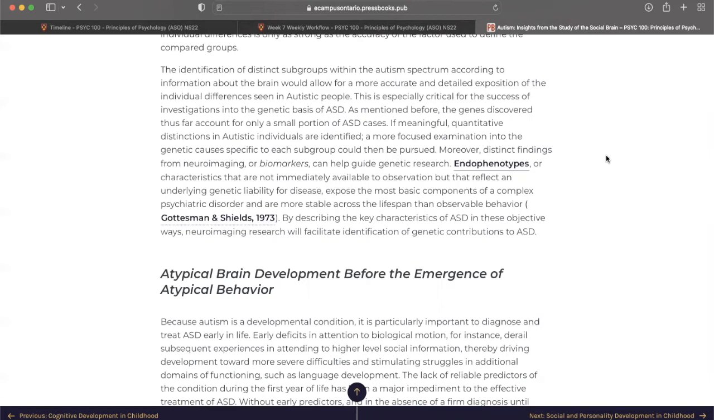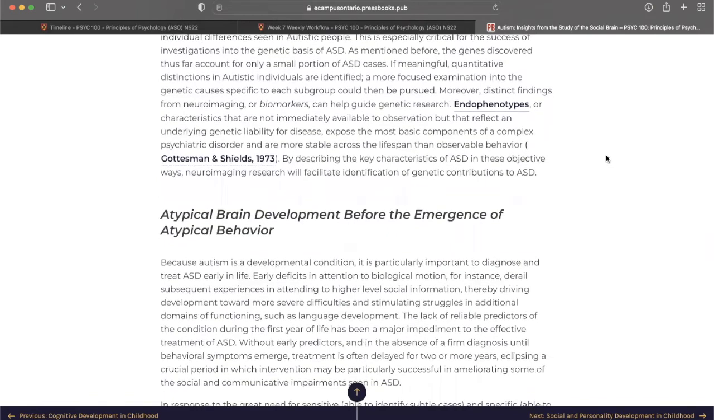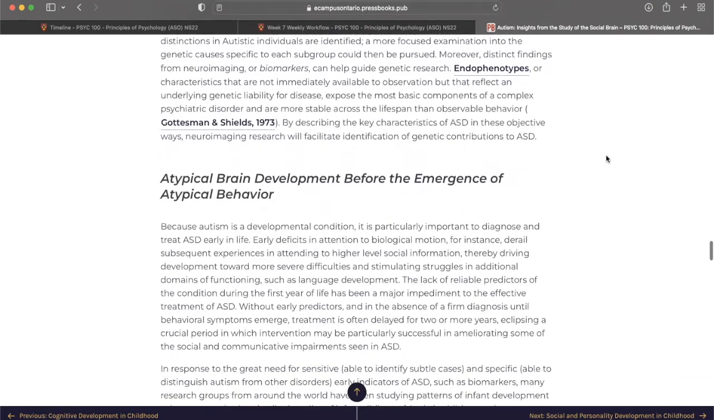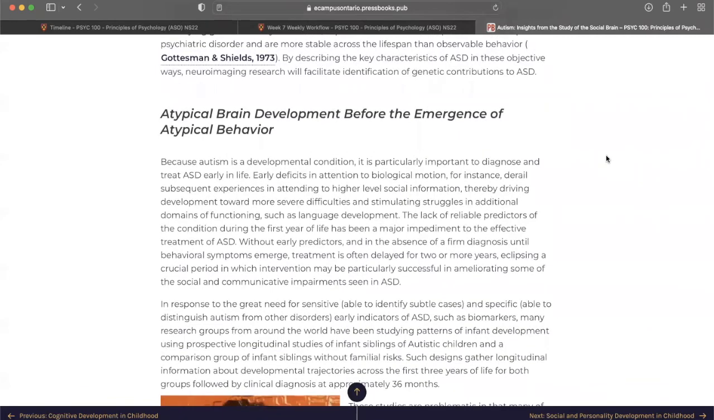Moreover, distinct findings from neuroimaging or biomarkers can help guide genetic research. Endophenotypes, or characteristics that are not immediately available to observation, but that reflect an underlying genetic liability for disease, expose the most basic components of a complex psychiatric disorder and are more stable across the lifespan than observable behavior. By describing the key characteristics of ASD in these objective ways, neuroimaging research will facilitate identification of genetic contributions to ASD.